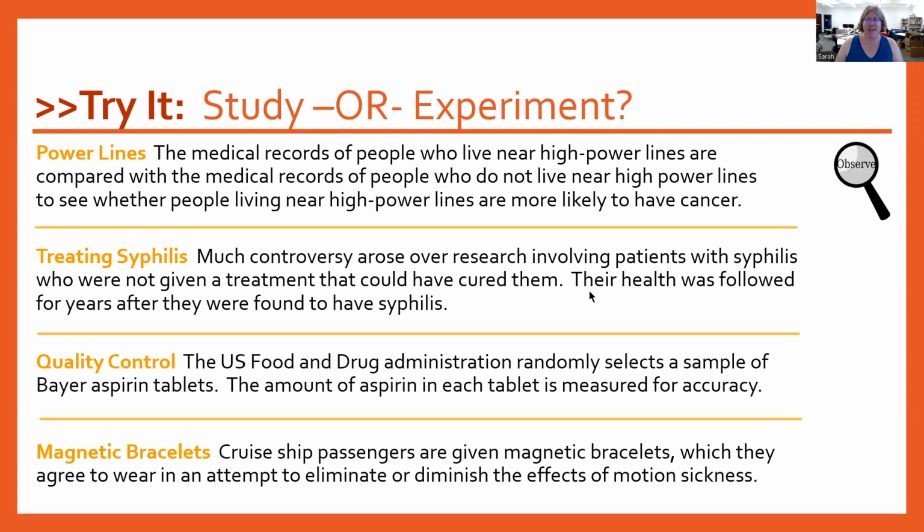And one thing to note with this, even if I wasn't clued in by the context that this was a study, this would be unethical to do as an experiment, which is kind of another clue that this would have to be a study. If I really think that those high power lines are causing cancer, I can't randomly assign some people to go live there. That would be unethical. Okay, so which kind of leads into this next one.